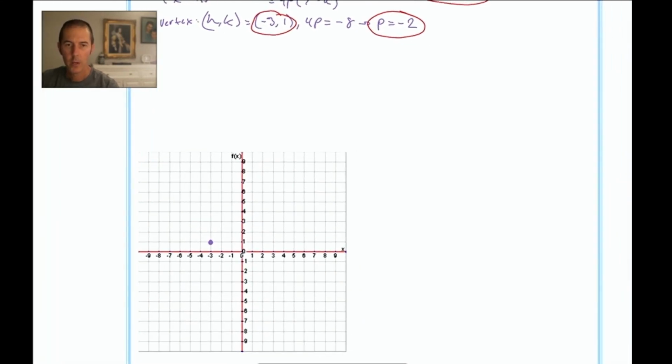And with the absolute value of p equaling 2, I'm going to move down 2 units to plot my focus. I'm going to move to the right 4 units, which is 2 times 2, and to the left of my focus 4 units, that's 2 times 2. And then we can draw our curve.